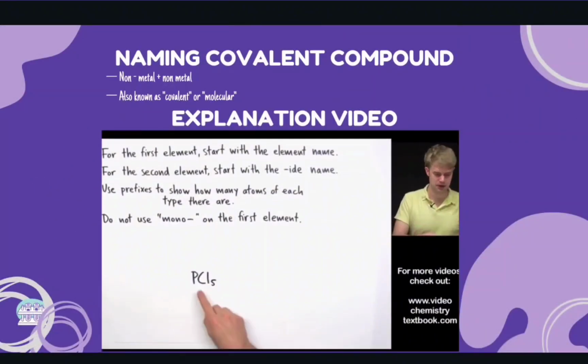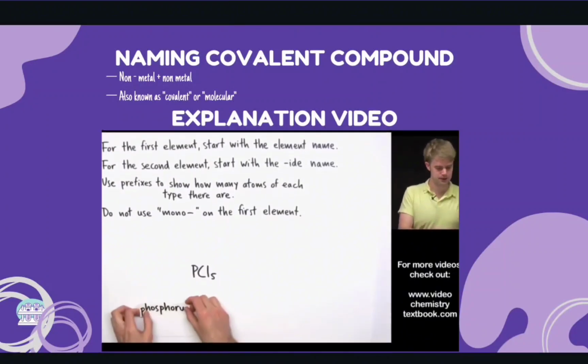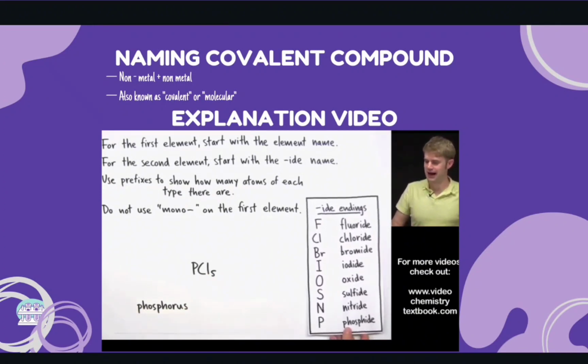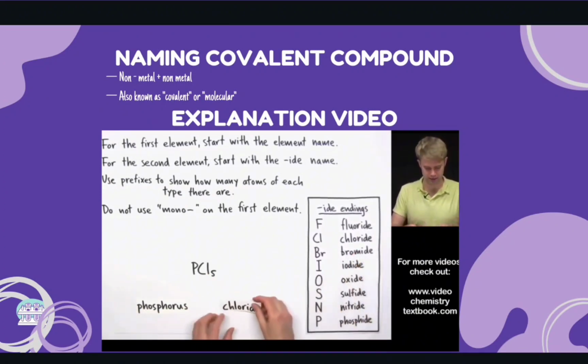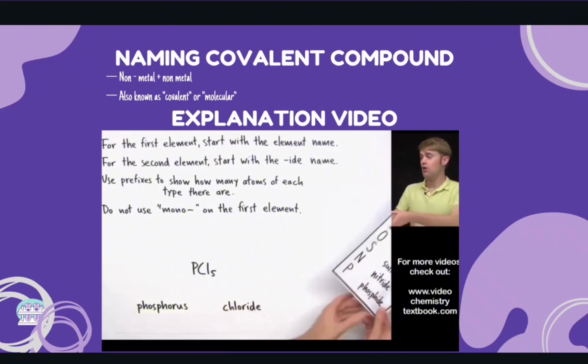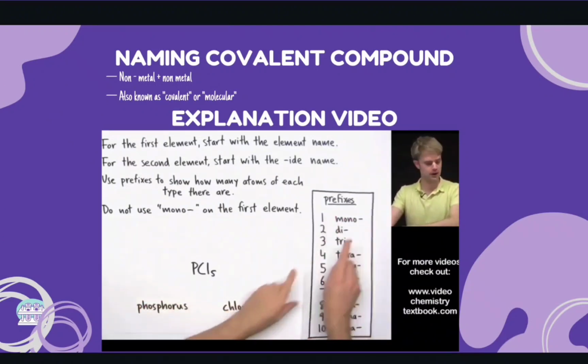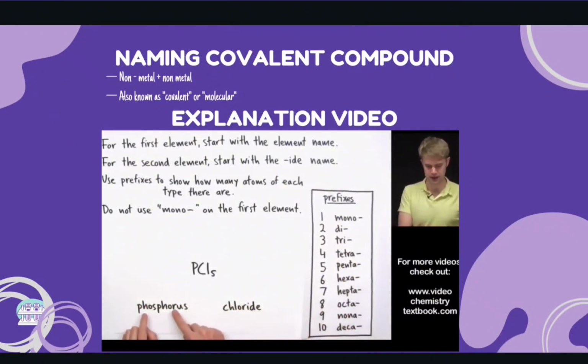PCl5, let's name this. So P, the first element, is phosphorus. Cl, the second element, is chlorine. And chlorine's IDE name is chloride. So there it is. Now, we get to the prefixes. Phosphorus here, we only have one of them. So we're not going to use mono here. We're just going to keep it as phosphorus.